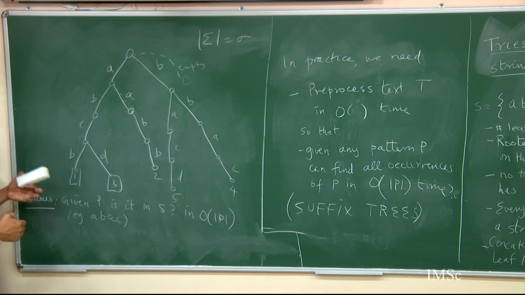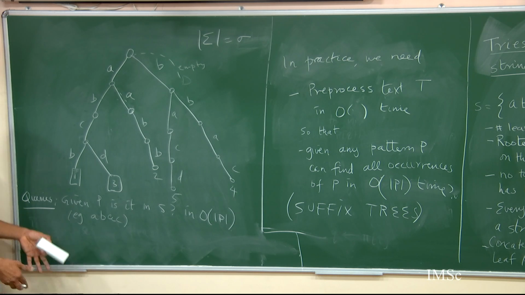It depends on how you are representing this tree. If you think of it as a k-ary tree or a sigma-ary tree, then I can directly go and index into my child labeled a certain thing in constant time.